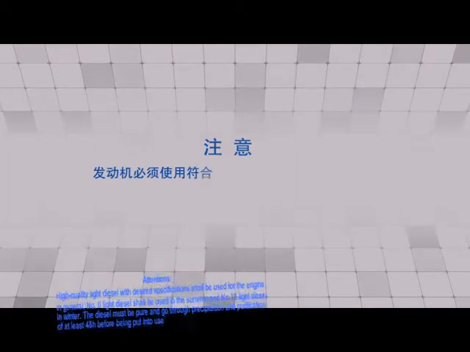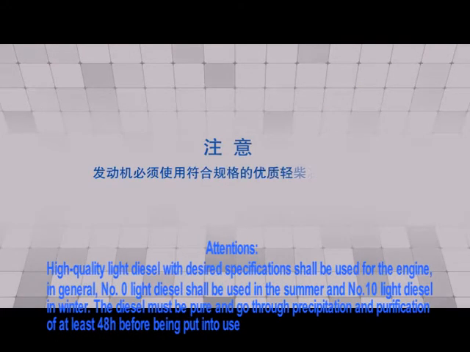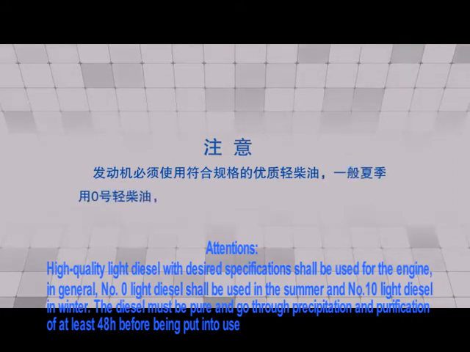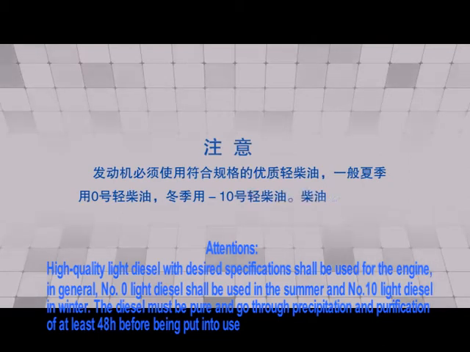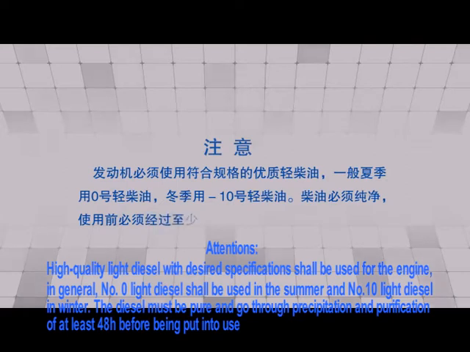Attention! High-quality light diesel with desired specifications shall be used for the engine. In general, number 0 light diesel shall be used in summer and number 10 light diesel in winter. The diesel must be pure and go through precipitation and purification of at least 48 hours before being put into use.